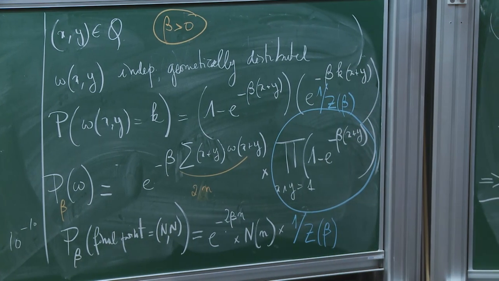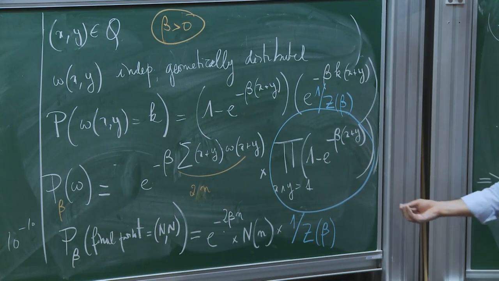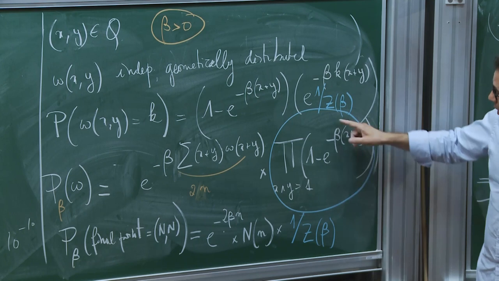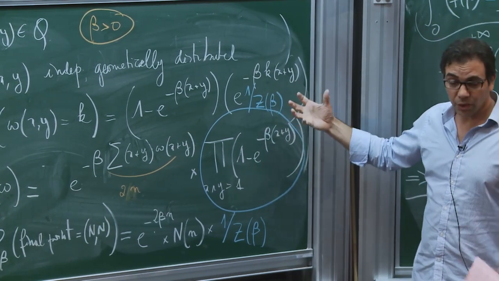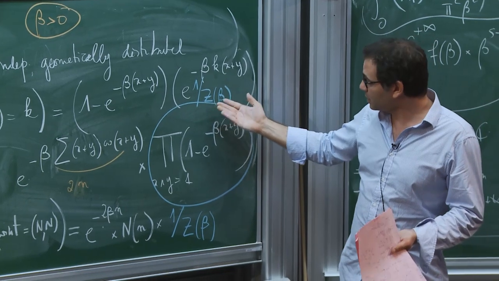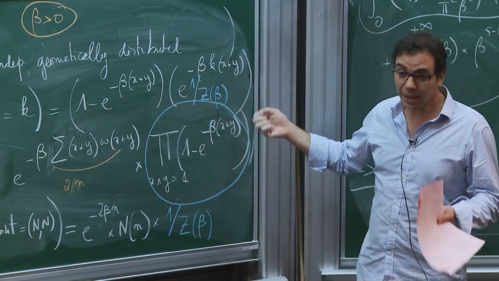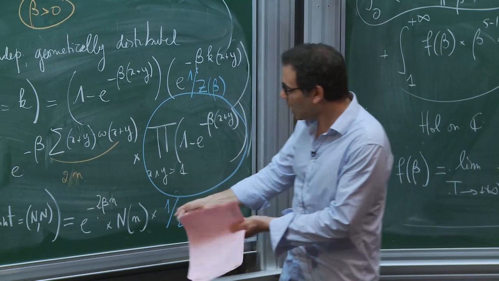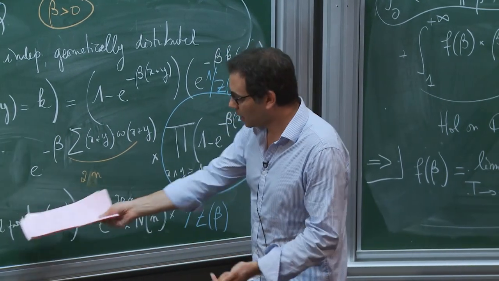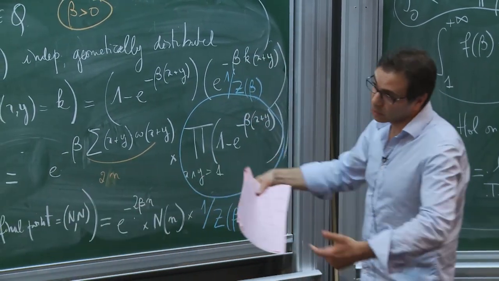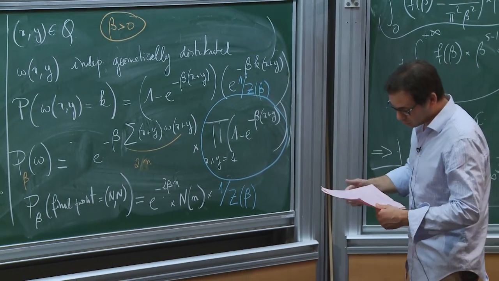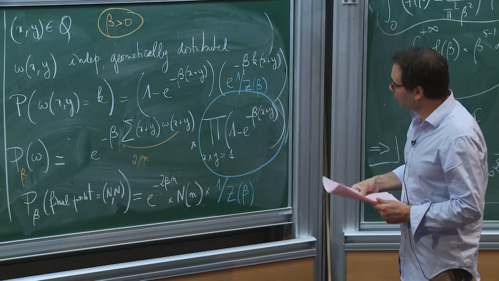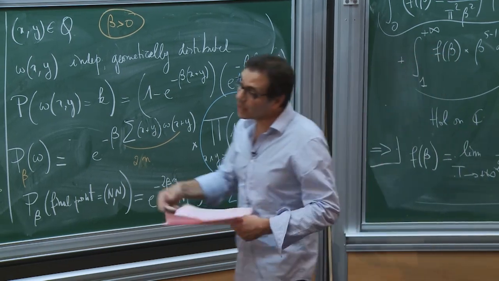So what remains to do is have a very accurate way of estimating z of beta when beta goes to zero, because beta will have to go to zero if I want the mean final point to be equal to (n,n). And this, so what was Sinai doing?